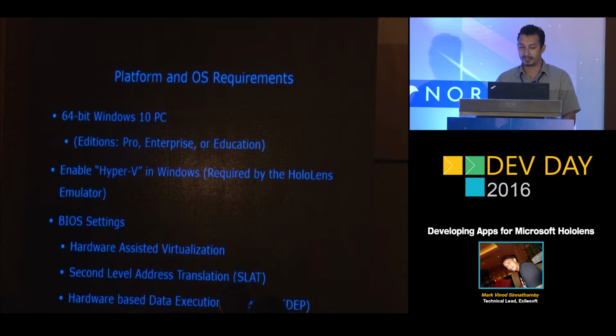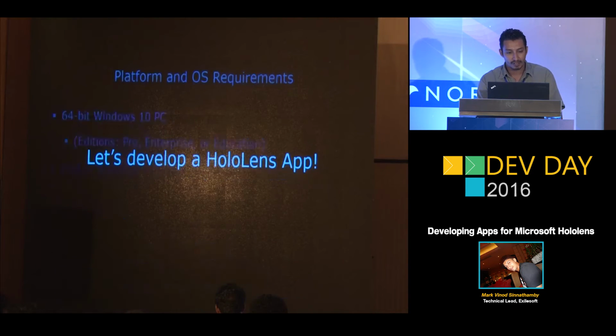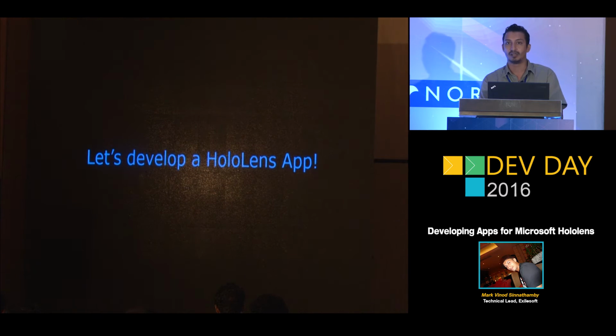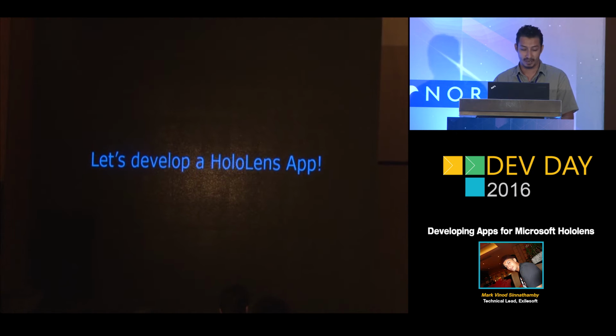And you need to set these BIOS settings. More often than not, they're already set. Sometimes the hardware-assisted virtualization may need to be adjusted. But this HAV, the SLAT (second level address translation), and the DEP settings should be set properly in your BIOS. So that's pretty much the basic requirements that you need for developing a HoloLens app: the machine requirements and the software you need. So let's dive into building a HoloLens app and check how the flow goes.